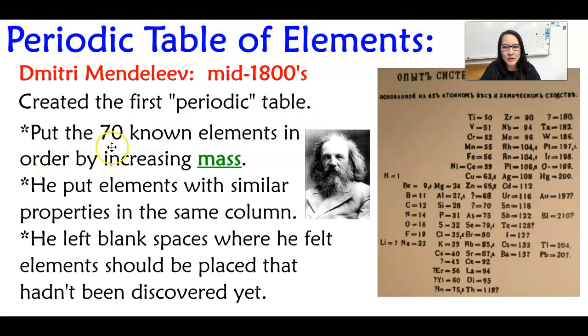So what he did first was he took the 70 known elements at the time and he put them in order by increasing mass. Then he placed elements that had similar properties in vertical columns with each other, and then he left blank spaces where he felt elements should be placed that hadn't yet been discovered. And so here is his periodic table, increasing mass from left to right and top to bottom, as well as in columns with similar properties.